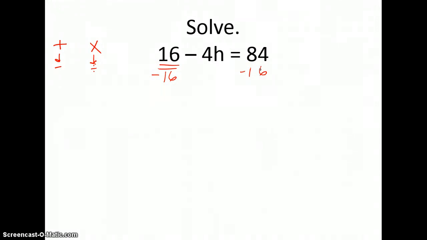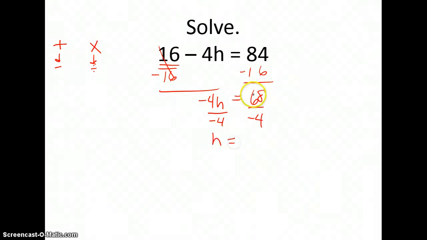So I need to do 84 minus 16, and that's going to give me 68 over here and negative 4h here. Now do you see how when I treated that like a negative sign, this equation is much easier to deal with? I just have to divide both sides now because there's multiplication, so to undo it, I use division, and I'm going to divide both sides by negative 4. And that's going to give me h equals positive divided by negative equals negative 17.